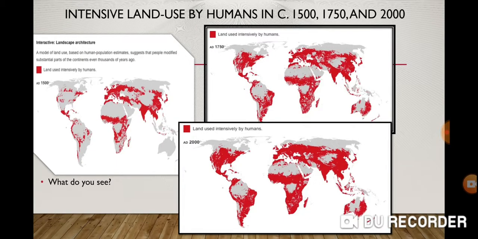Another cause is the intensive land use by humans. So what do you see? From the first picture, the one titled Interactive Landscape, the land used by humans in the 1500s was not as severe as it is right now. As you can see, Asian, European countries, and then it was also Africa leading. But then from the 1750s, the trend was changing because land was being used more. The red shows land use. And then in the 2000s, the 21st century, the land is being used intensively.